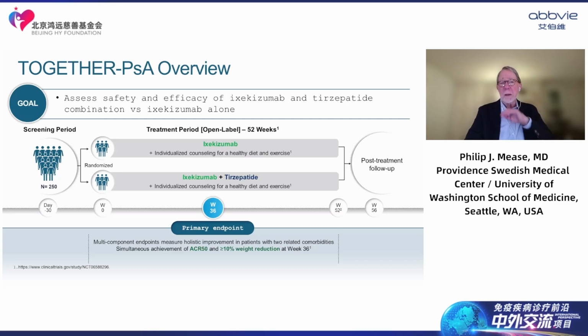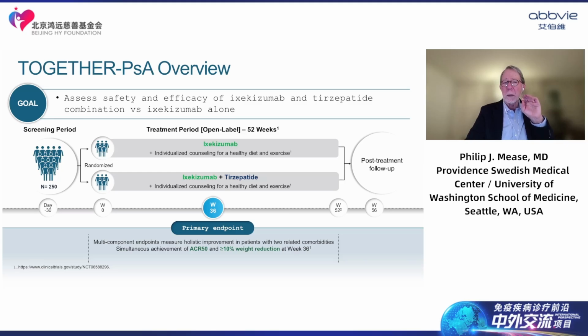So here's a fascinating trial that was literally just presented in March at the American Academy of Dermatology meeting in the US and published in Arthritis and Rheumatism. And we're going to see this presented again next week at the EULAR meeting.